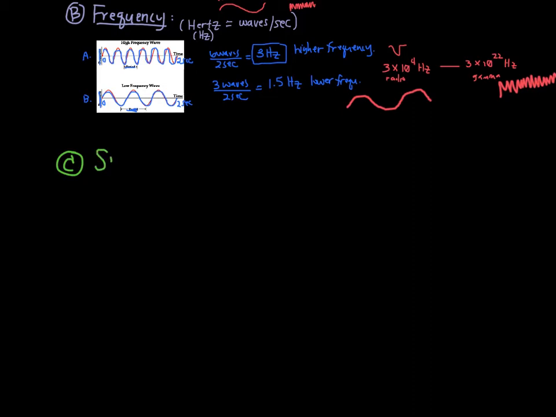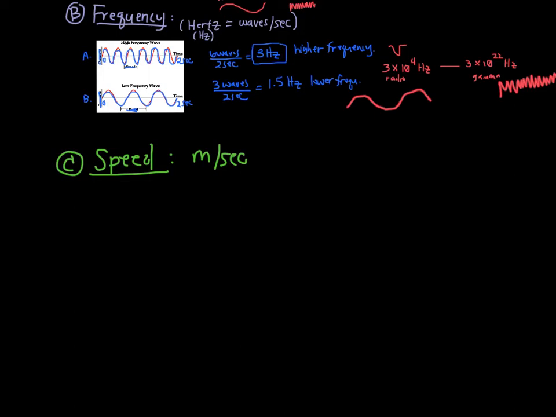Okay, the last property of light that you will be expected to know, or of light waves, is something called speed. Now, don't get speed mixed up with frequency. It's very, very simple to mix the two up. So the speed of light is measured in meters per second. So as opposed to waves per second, this is meters per second. So this is actually a speed. Waves per second is not a speed. That's a frequency. This is speed. So this is how many meters light travels every second.